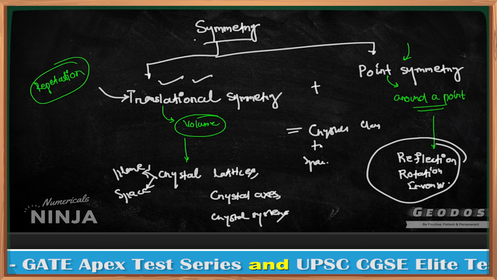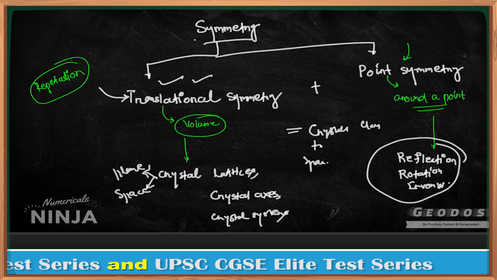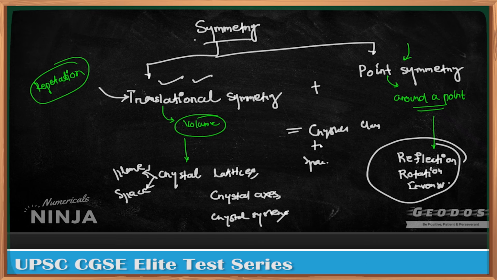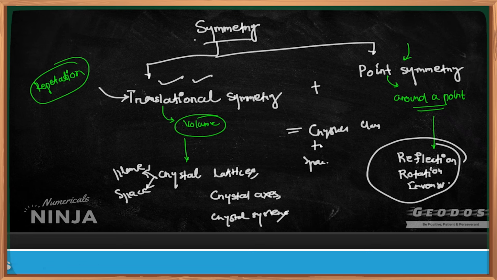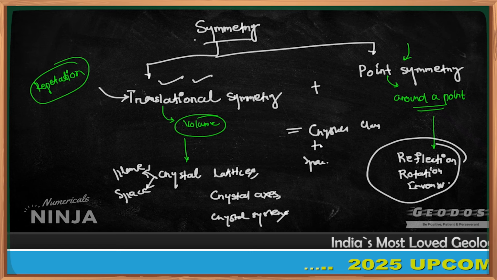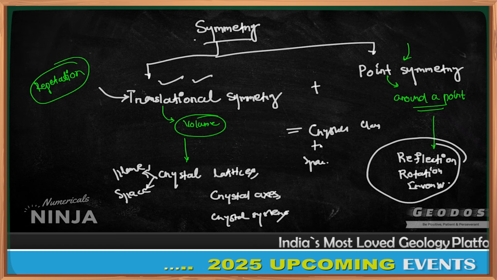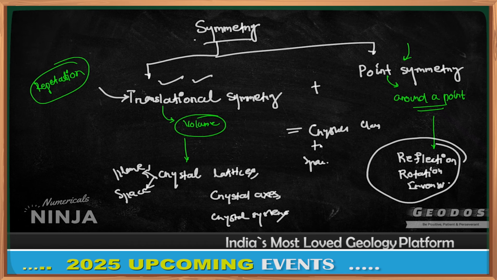This is the whole crystallography in one slide. You can see this is the whole crystallography. I just want to put an image in your mind of what is going to happen in crystallography and which parts are there. We just have to focus on these parts. You just have to remember what happens in translational symmetry and what happens in point symmetry. These things are basically the introduction part.